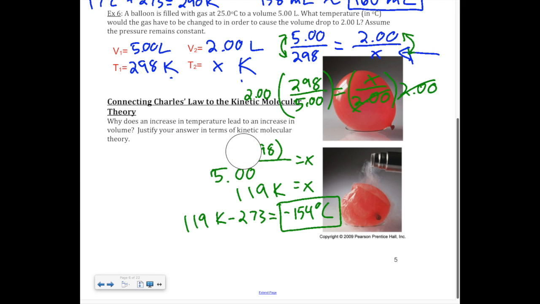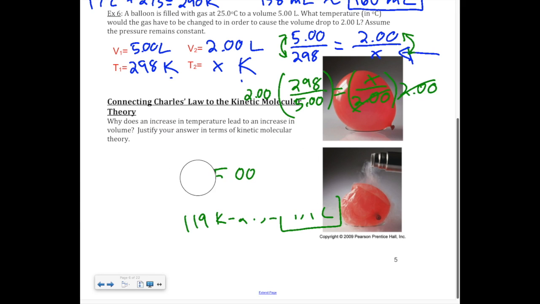Okay, I'm going to erase this junk and then we're going to talk about the theory. So now, 3, 2, 1.